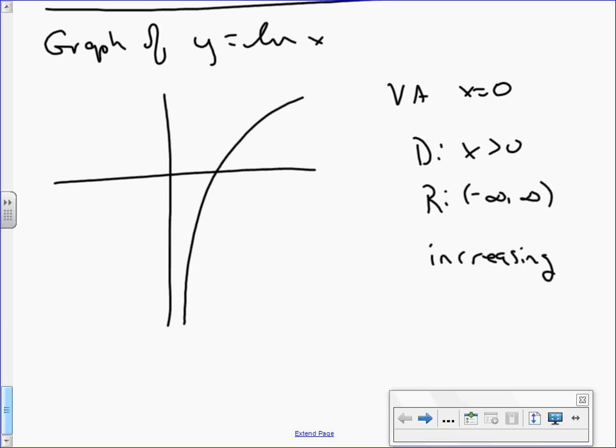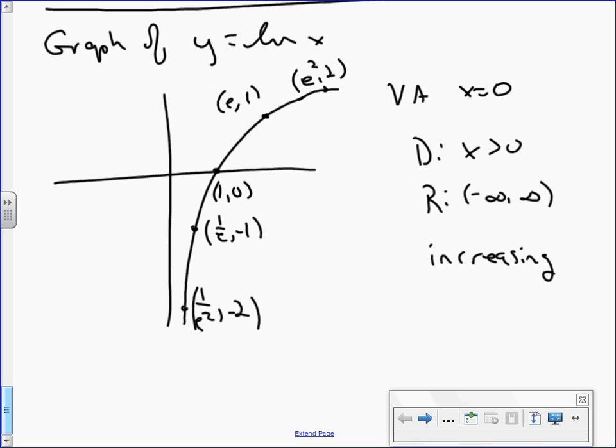We should be able to lock down a handful of points. This is a really good point to lock down on this graph. That's the point (1, 0). This is a really good point to lock down on the graph. That's the point (e, 1). And the next one, (e squared, 2). The next one would be (e cubed, 3). These are all points on this graph. This point right here is (1 over e, -1). (1 over e squared, -2), and hopefully you see the pattern for that.